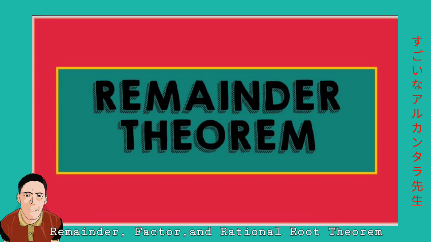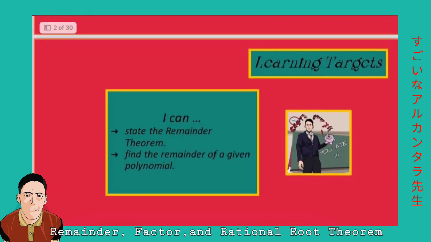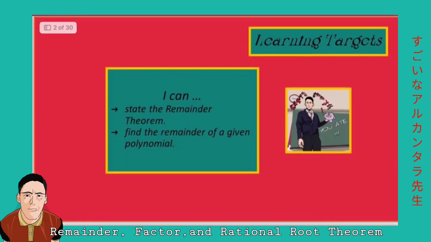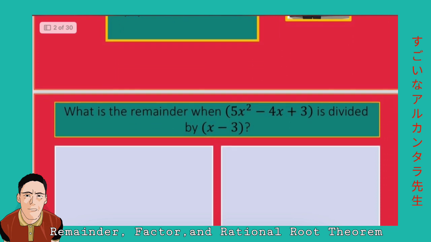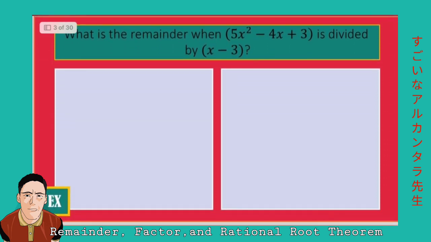The theorems that we'll be discussing for this one will focus on polynomials, equations, and functions. Starting off with the remainder theorem, our target is to state the theorem and, from the name itself, to find the remainder of a given polynomial. For example, let's say we're asked to find the remainder of 5x squared minus 4x plus 3 when we divide it by x minus 3.